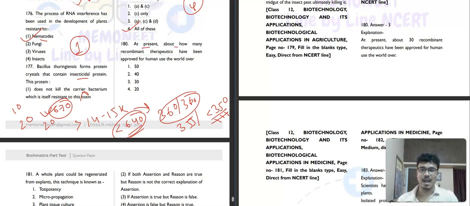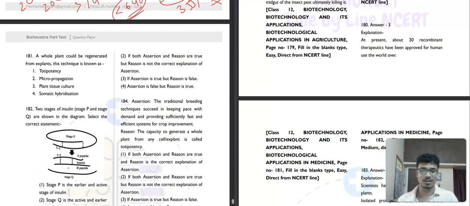At present, about how many recombinant therapeutics have been approved for human use in the world? That has been around 30 recombinants, third option. In India, not all, but everything is used. Then question number 181.